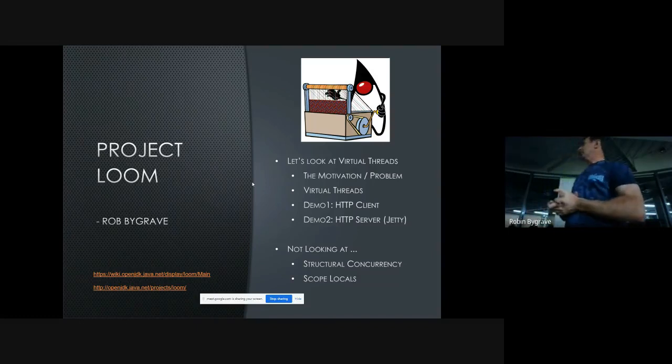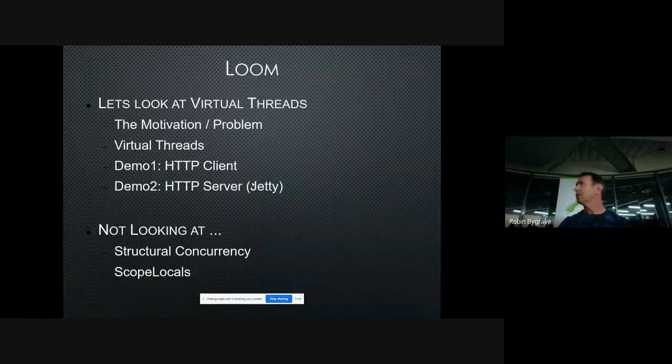I'm going to go through these slides pretty quick, but basically we've got a quick slide on what the problem is that we're talking about, what virtual threads are, and we're going to do 2 demos. We're not going to talk about a bunch of other stuff that Loom brings: structured concurrency, scope locals, and so on. We won't talk about that.